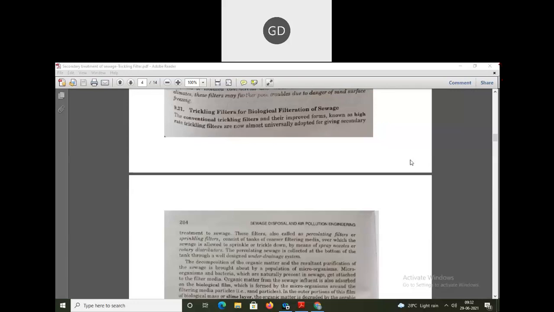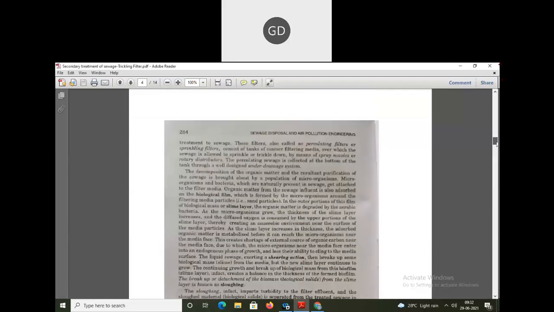The percolated sewage is collected at the bottom of the tank, where there is a well designed underdrainage system. So this is basically the simplest working of your trickling filter. Whatever organic matter is present in the sewage, the decomposition of this organic matter is brought about by some microorganisms.